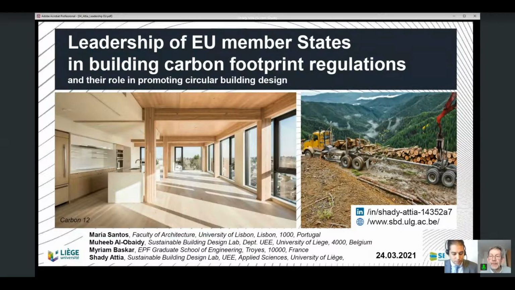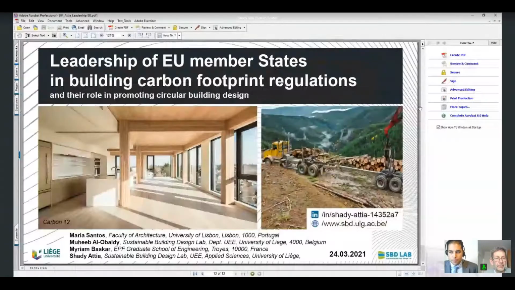Thank you very much for this interesting overview of at least some member states in the European Union. Thank you very much for the interesting talk.